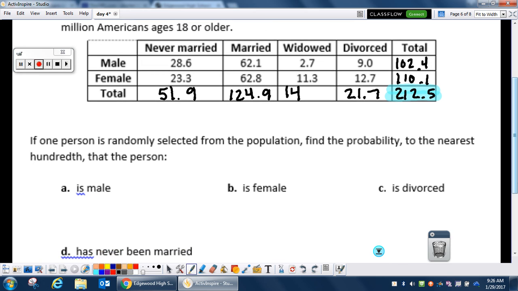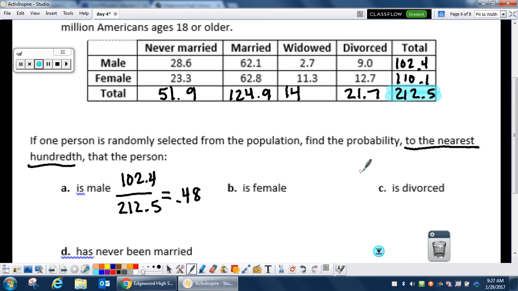Okay, so now one person is randomly selected from the population, find the probability. This one says to the nearest hundredth, so we don't want a fraction, it's 2 decimals, that the person is a male. So you would take the total number of males and put it over the total number of people, hence why I highlighted that box. If you simplify that, remember this one wants the nearest hundredth, you should get 0.48. Now it wants to know the probability of female. So you take the total number of females and divide that over the total number of people.